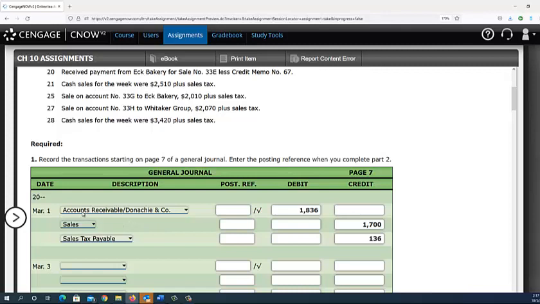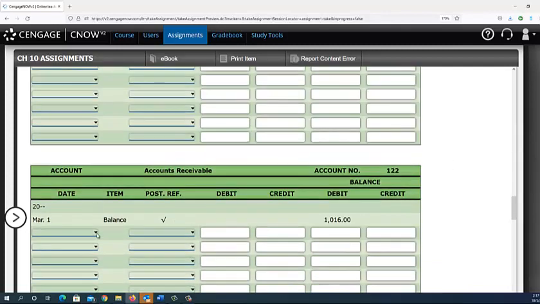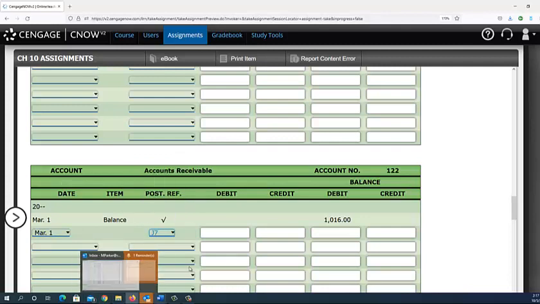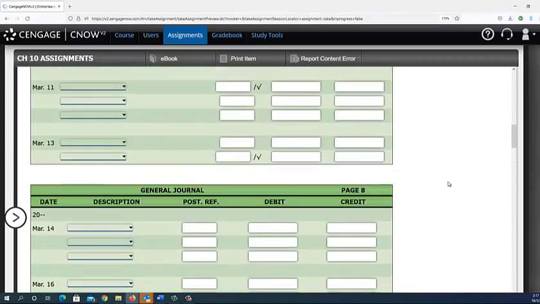Okay, first we'll start with accounts receivable. It gets a debit of $1836. So I'm going to move down to the general ledger, find accounts receivable, enter the date. The journal page number is 7. We debited the account for $1,836. So we have a debit and a debit in the ledger. So we add those together and get a debit of $28.52. And we'll go and put the posting reference in next to the journal entry.